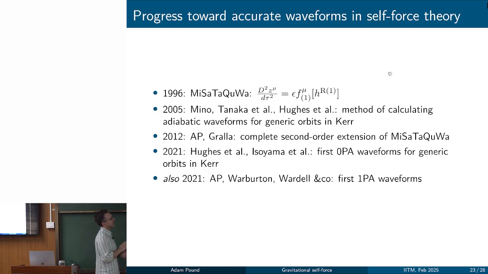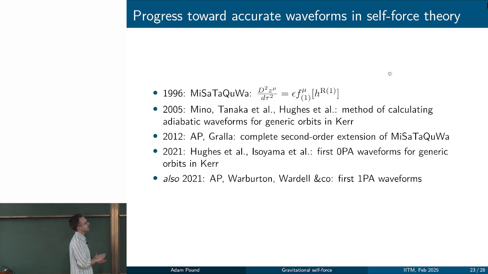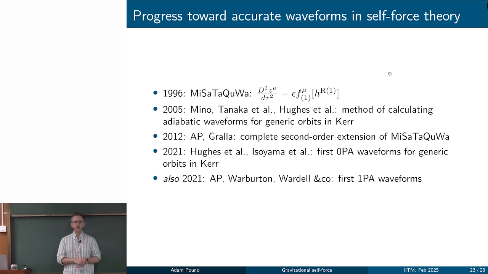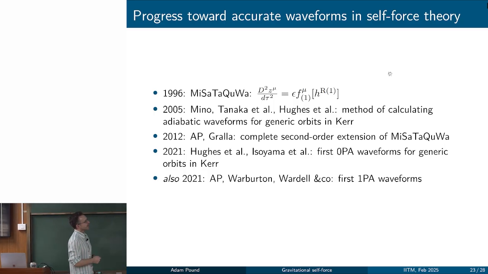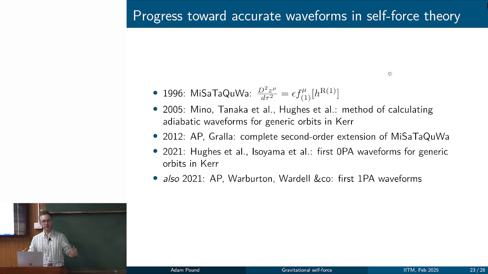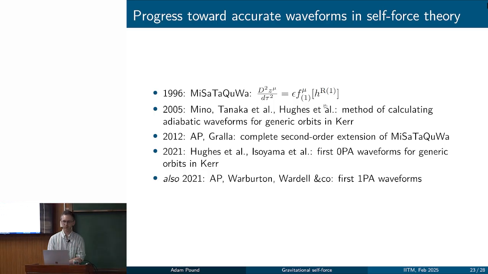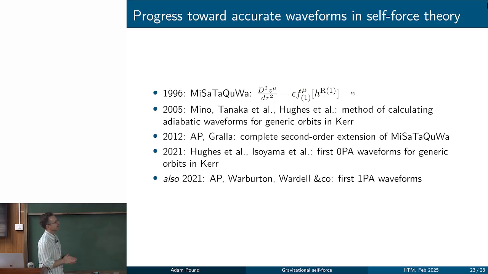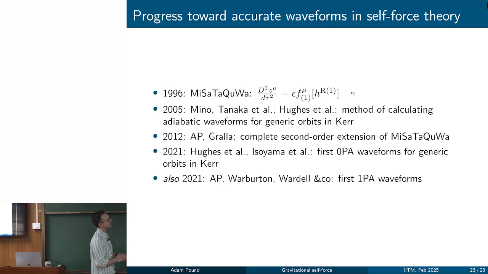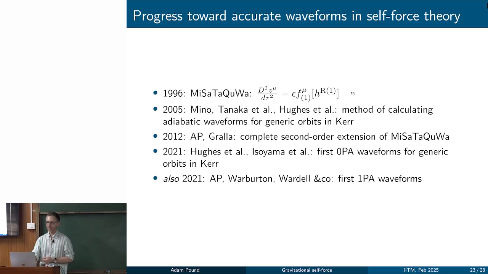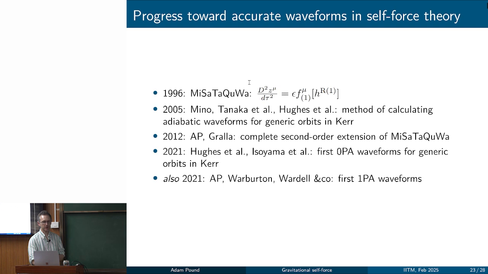So Mino, Sasaki, Tanaka in early 1996 derived a formula for the first order self-force that's created by a metric perturbation due to a particle. So it's a function of not the full metric perturbation produced by the particle, but what's called the regular piece of that metric perturbation. I'll explain that in more detail tomorrow. Just a few months later, the same year, Quinn and Wald derived the same formula using a different method. And so now we call this leading order equation of motion the MiSaTaQuWa equation. Mino, Sasaki, Tanaka, Quinn, and Wald.